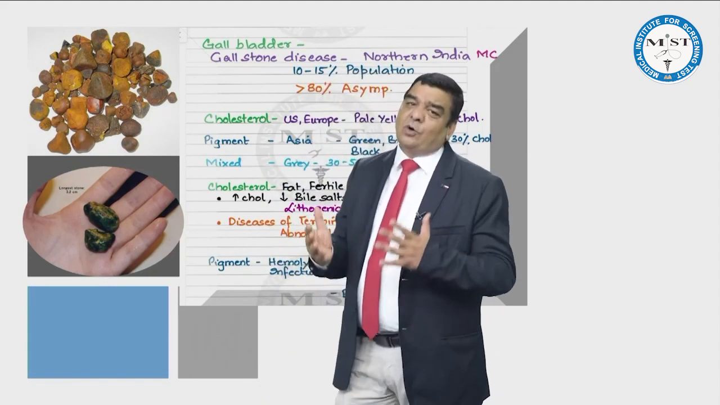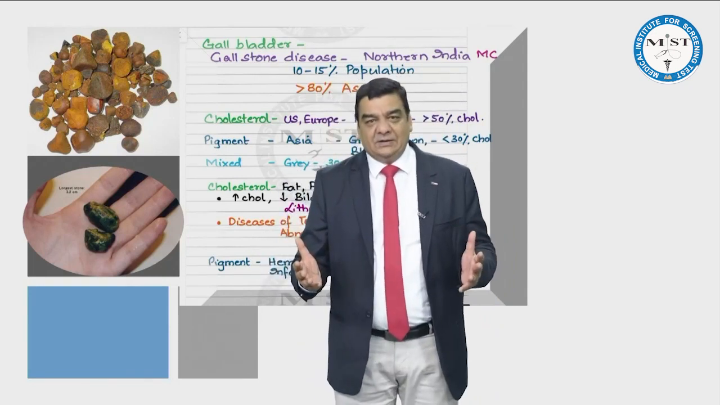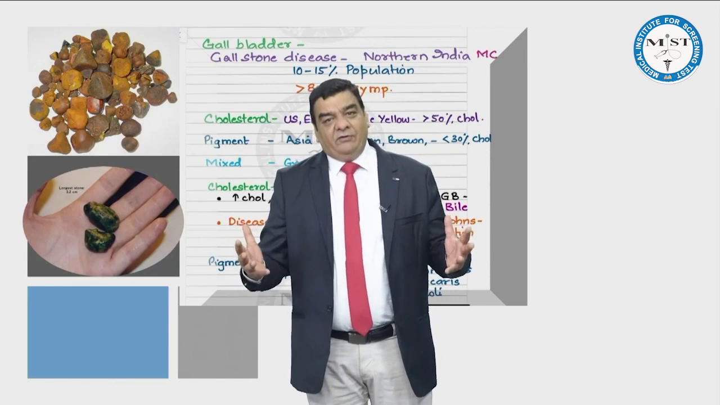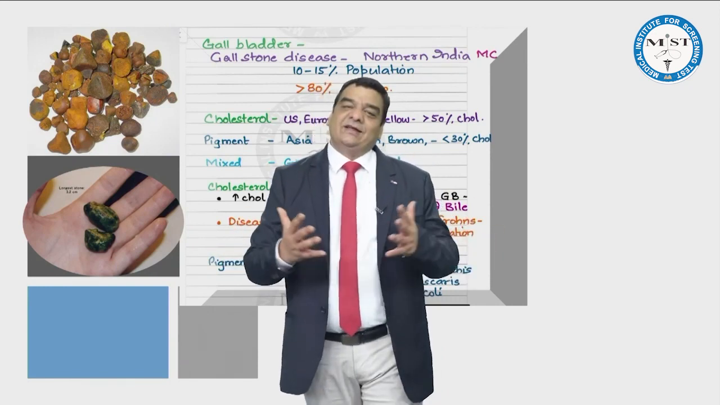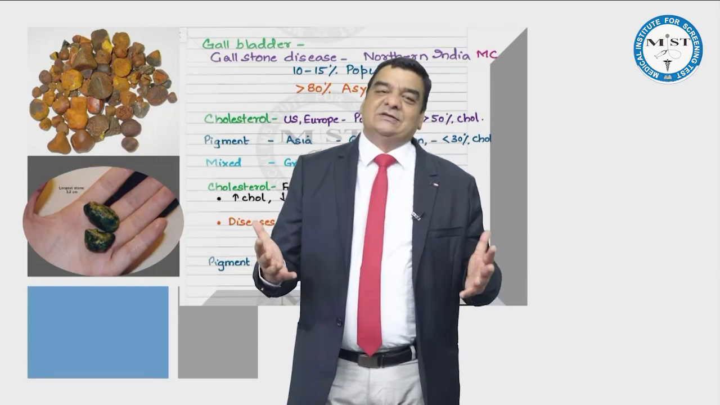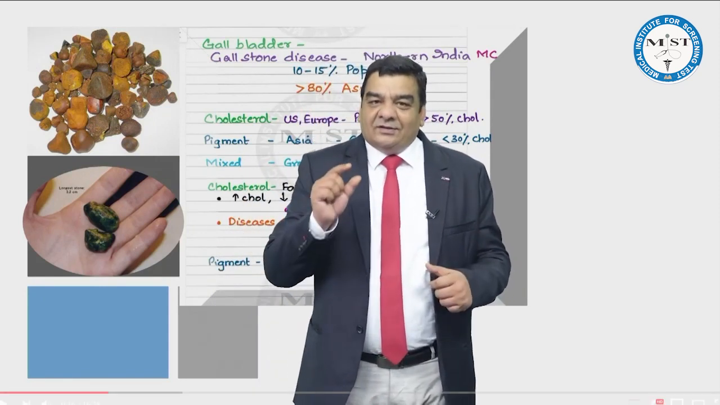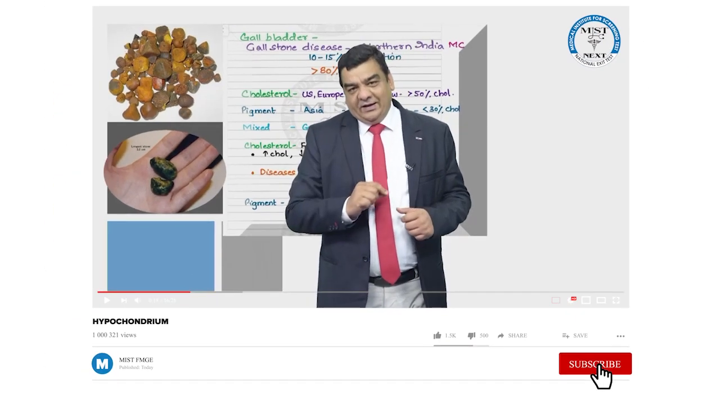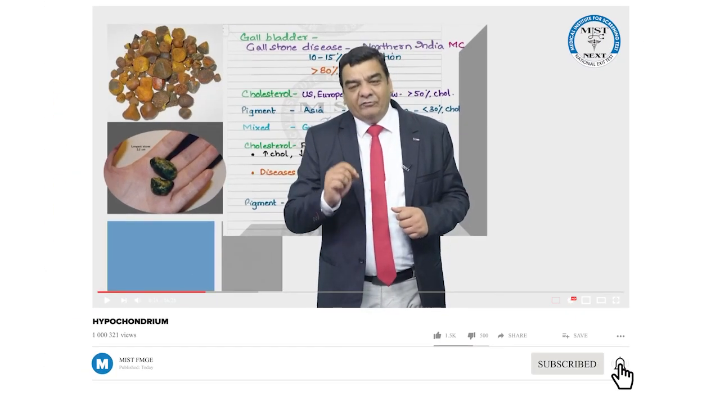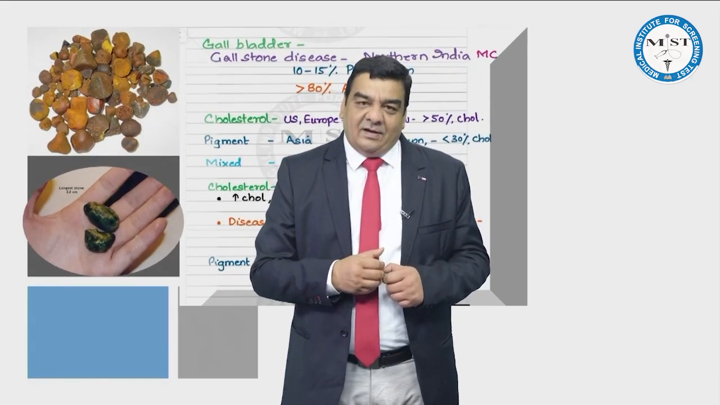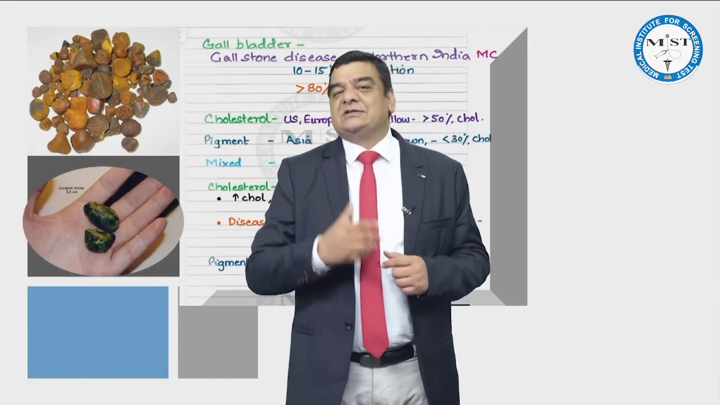These stones are commonly seen in females. Fat, fertile, 40 female is generally what we remember for cholelithiasis or gallstones. Normally, in normal people, we know there is bile inside the gallbladder. There are bile salts, bile acids inside the gallbladder.